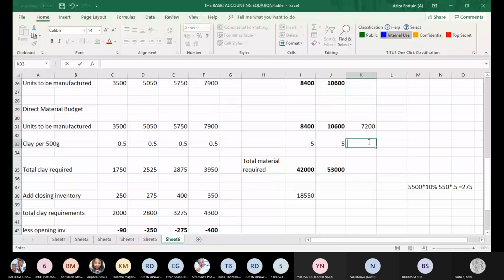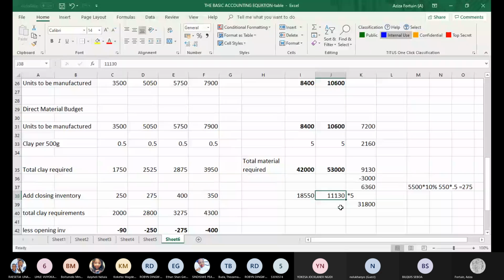7,200. You have to add your closing inventory. So my closing inventory is 7,200 times 30%, which is 2,160. Yes. Okay. And then you less your closing inventory of 3,000. Then you get 6,390, times your 5 kilos, and it's going to give you 31,800. 31,800 times your 35% is your 11,130. You with me, Yukisa?